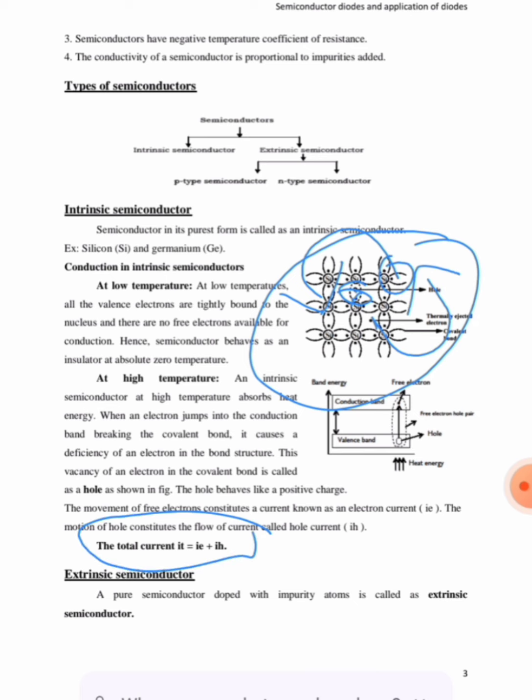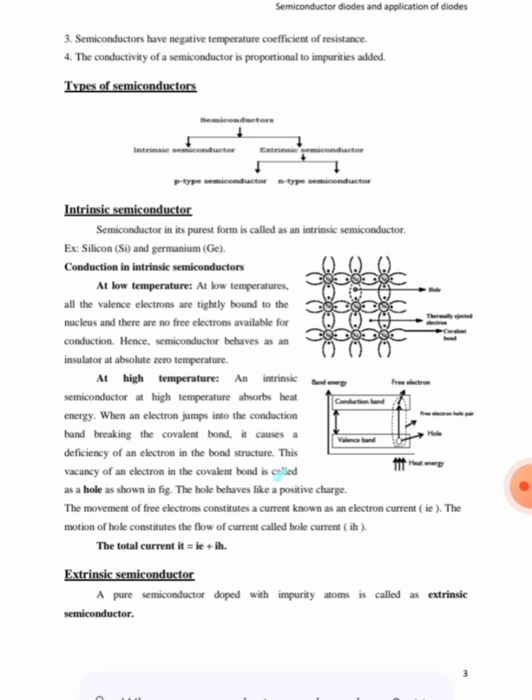So what exactly is an intrinsic semiconductor? A semiconductor in its purest form is called an intrinsic semiconductor, and examples are silicon as well as germanium. No impurity atoms are added to these semiconductors, and at lower temperature these intrinsic semiconductors behave as perfect insulators. As the temperature increases, as we add energy externally, these semiconductors start to behave like a conductor. Now let us see what exactly is the meaning of extrinsic semiconductor.